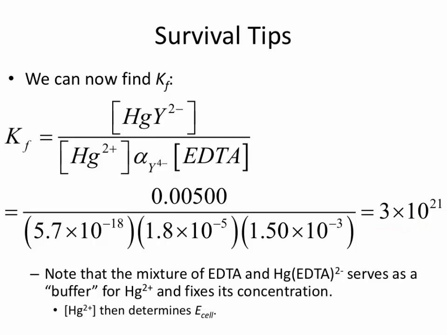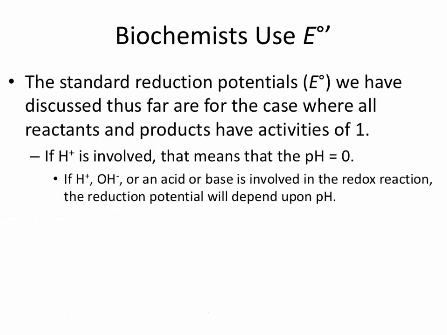Now note that the mixture of EDTA and our mercury EDTA complex serves as a buffer of sorts for our mercury 2 ion and fixes its concentration. And then our mercury 2 ion concentration determines the cell potential for our overall cell.